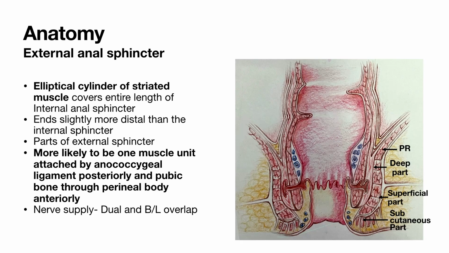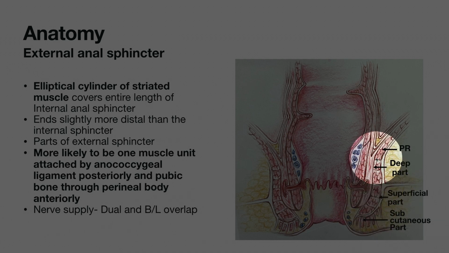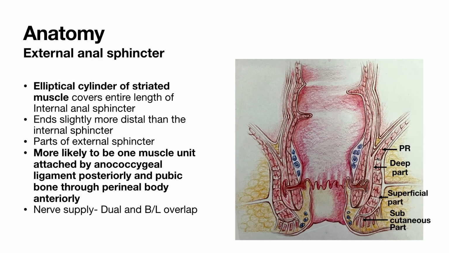The external sphincter is an elliptical cylinder of striated muscle and covers the entire length and slightly distal to the internal sphincter. If we see the parts, classically we divide them into the subcutaneous part, which is just below this, the superficial part, and the deeper part closest to the puborectalis, and then the puborectalis and the other levator muscles. But actually on surgery, we don't find all these things. We have a clean single sheet of muscle, most likely one muscle unit attached by the anococcygeal ligament posteriorly and to the pubic bone through the perineal body.